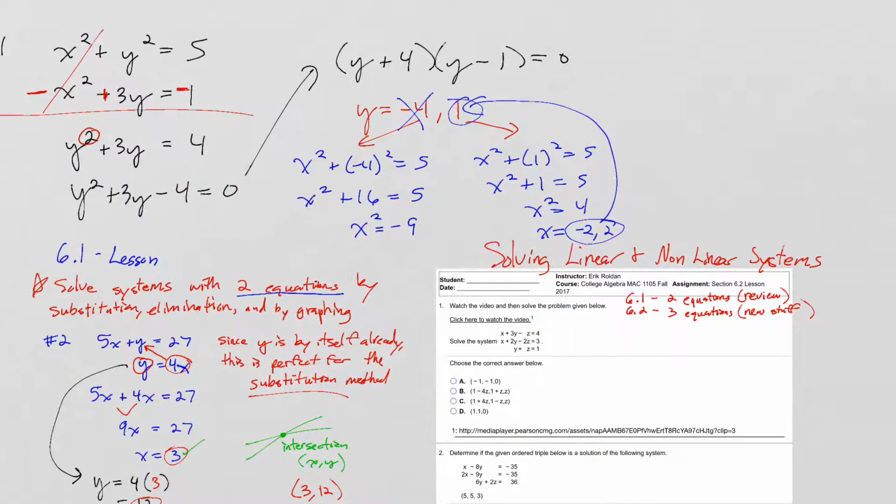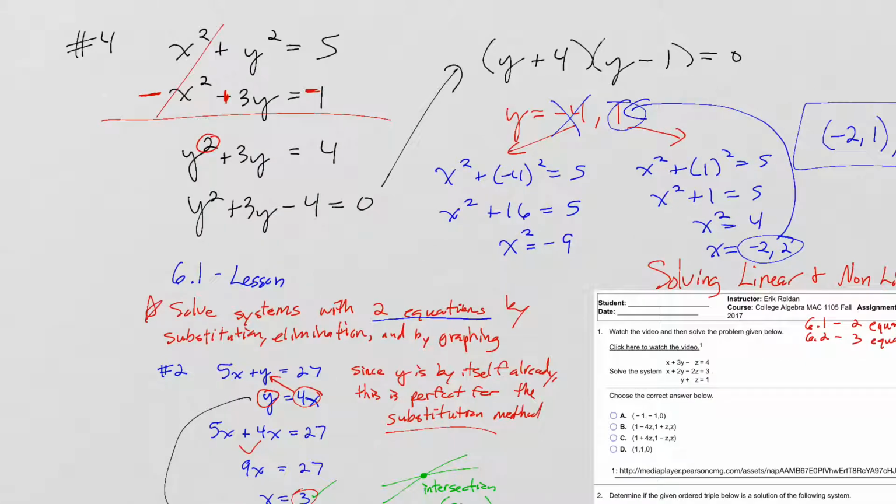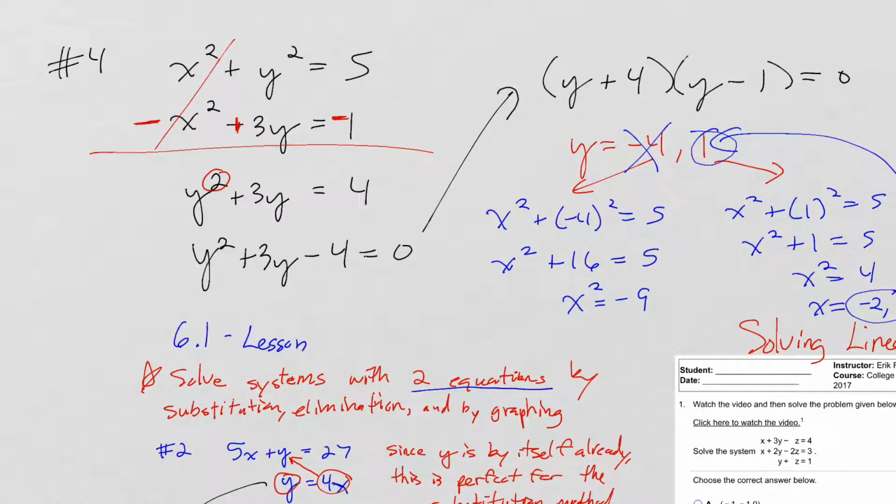Okay, so the final answer then would be negative 2, 1 and positive 2, 1. Those are the two intersections of these two equations.